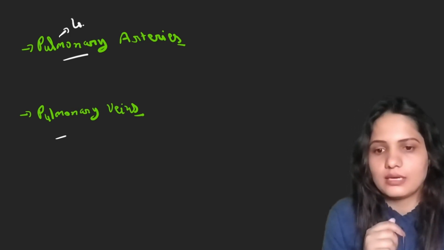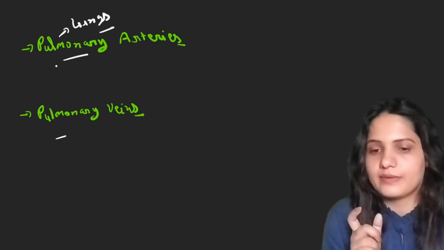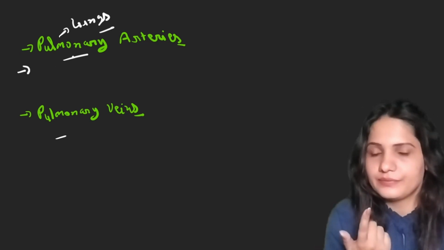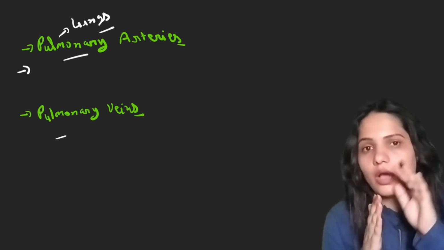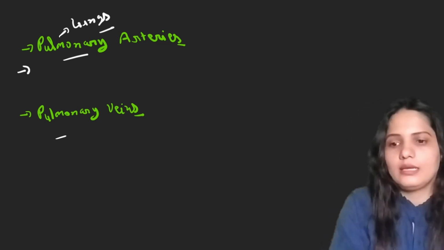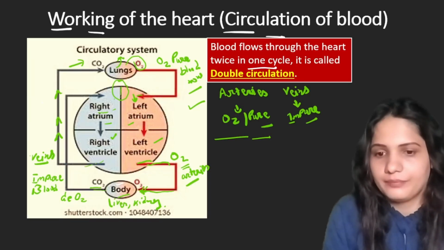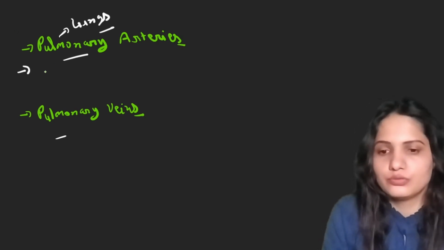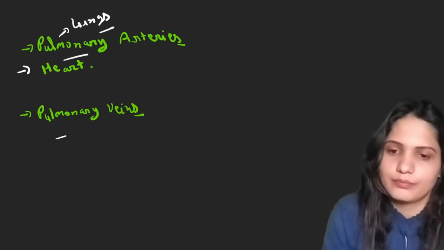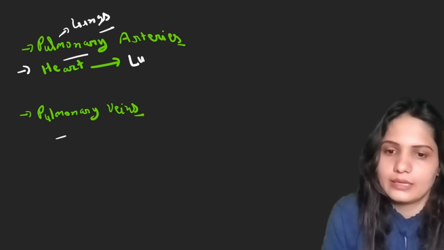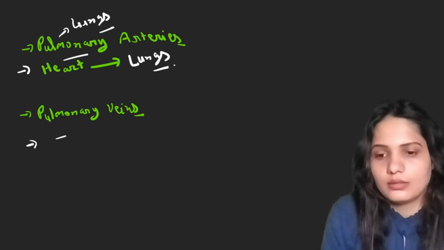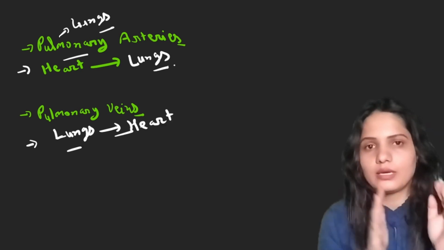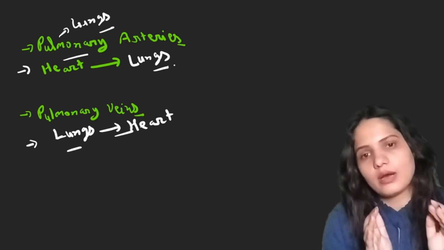Pulmonary means lungs. The pulmonary arteries are the blood vessels which bring blood to the lungs, and the pulmonary veins are the vessels which bring blood away from the lungs. If we see with the help of the diagram, here we have the pulmonary artery. What do pulmonary arteries do? Pulmonary arteries bring blood from the heart to the lungs. And what do pulmonary veins do? They bring blood back to the heart from the lungs. So from heart to lungs, pulmonary arteries, and from lungs to heart, pulmonary veins.